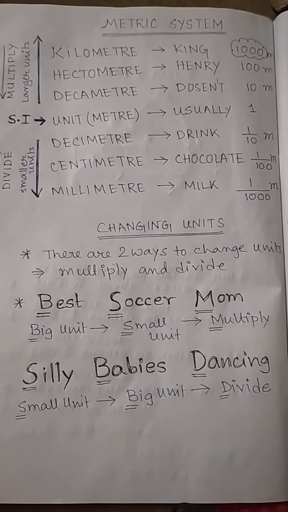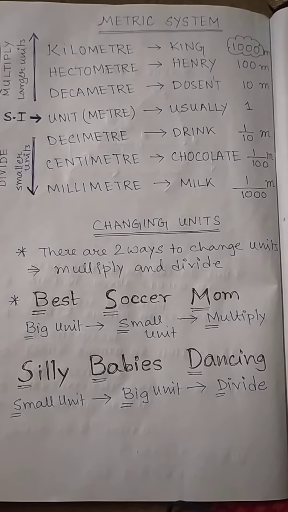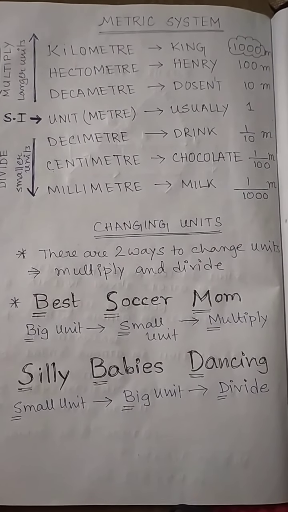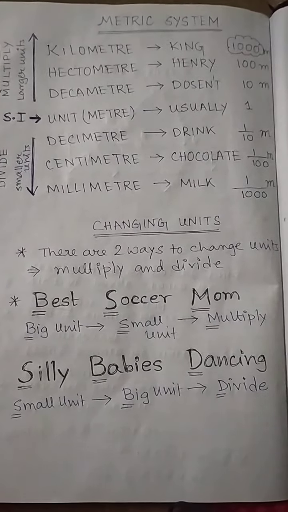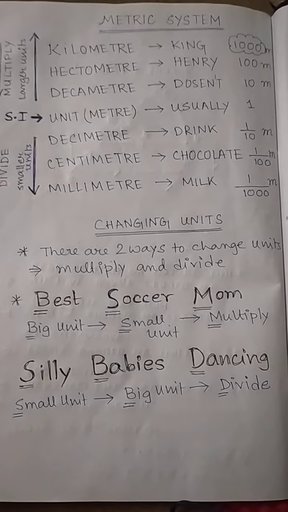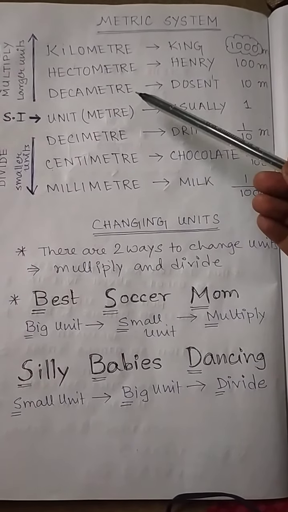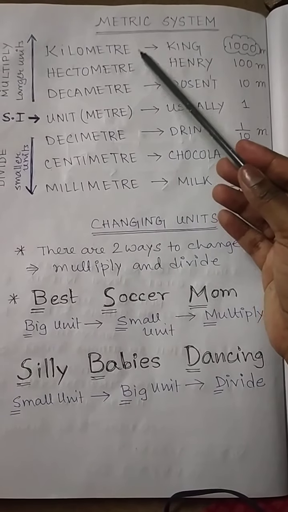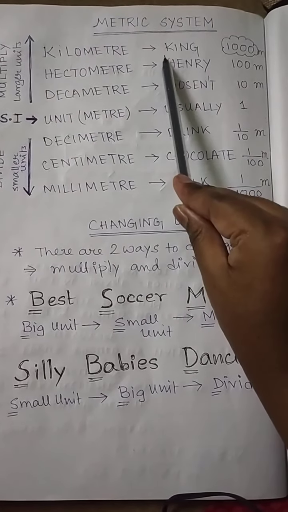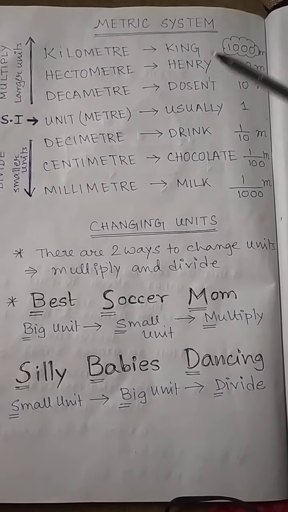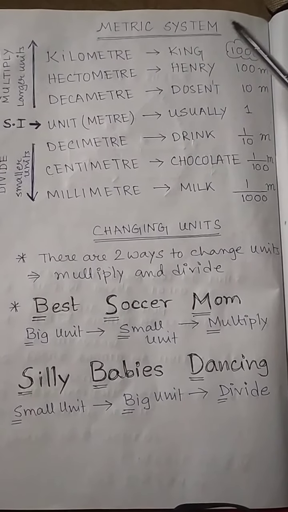Hello students. In a previous class we have dealt with the different units of distance. In today's class we will learn the metric system. The highest unit of distance is the kilometer. We will denote kilometer by king.